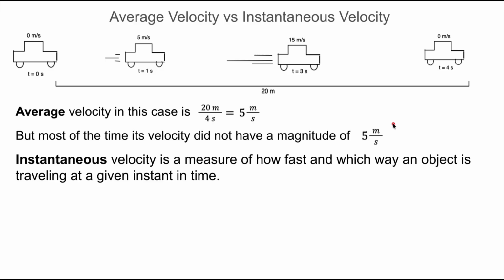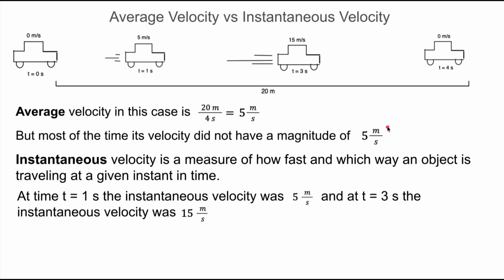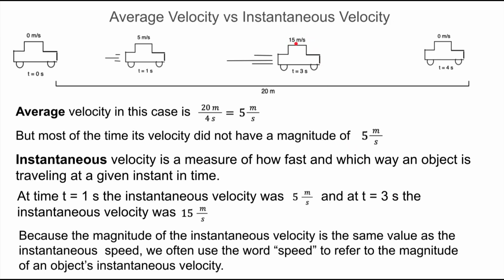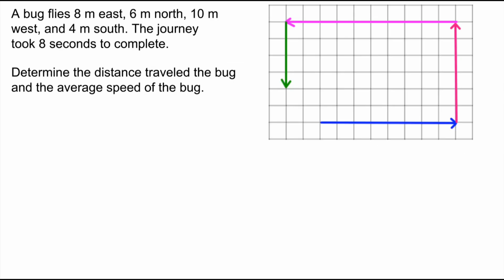So these other values are known as the instantaneous velocity. That's how fast you're going at a given moment in time. And that's actually what we'll work with more in AP Physics 1. So at time 1, the instantaneous velocity was 5, but at time 3, the instantaneous velocity was 15. And because the magnitude of the instantaneous velocity is the same as the value for the instantaneous speed, that's why we often use the word speed in lieu of saying velocity, but it's just something you got to get used to. All right, let's try this one here.